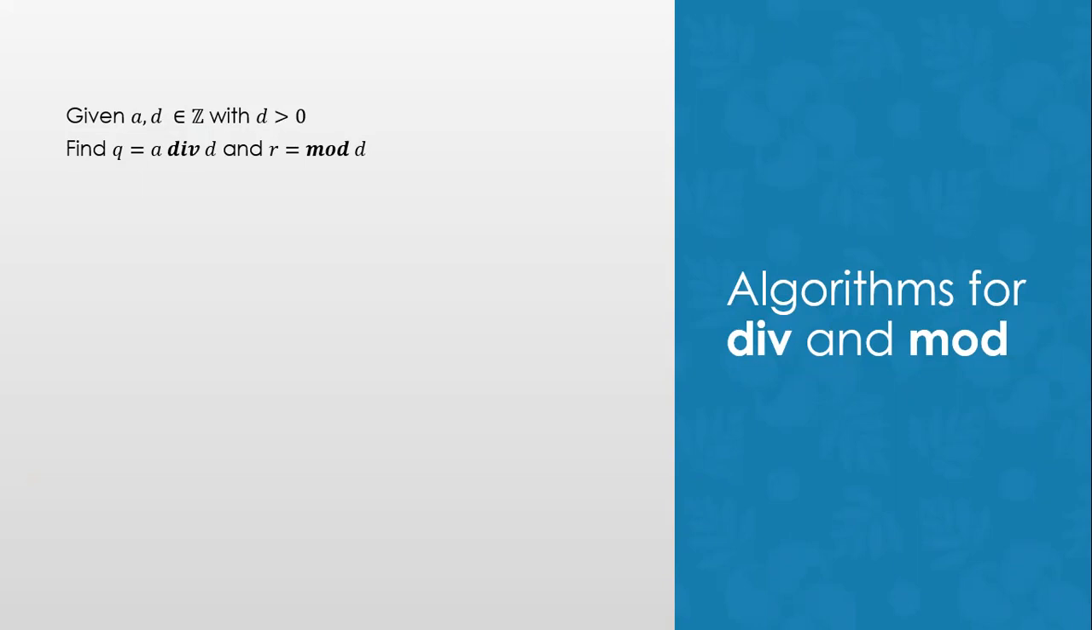So given the A and the D, can you calculate A divide D, and can you calculate A mod D? For example, how would you actually find 19 divide 4 and 19 mod 4? Think about it for just a second how you would actually do this.